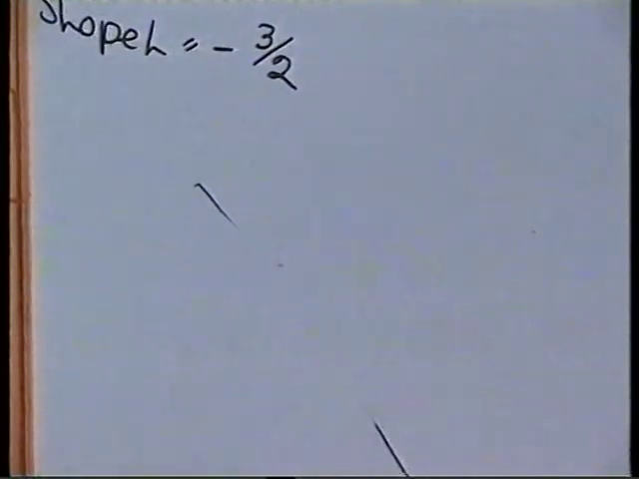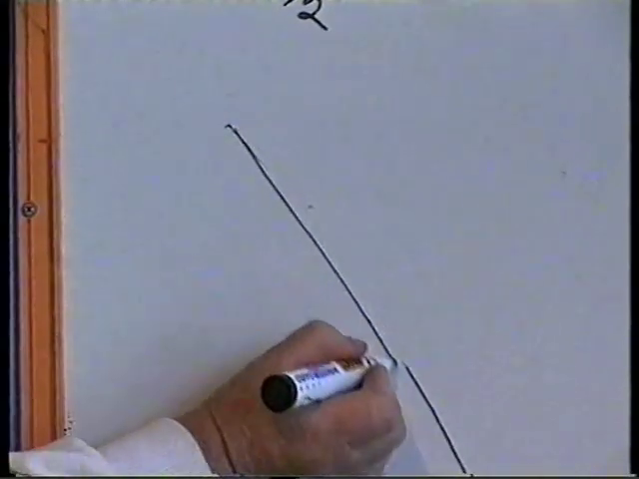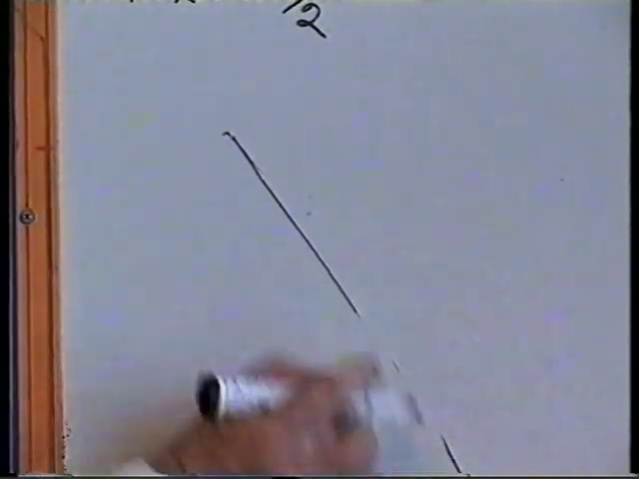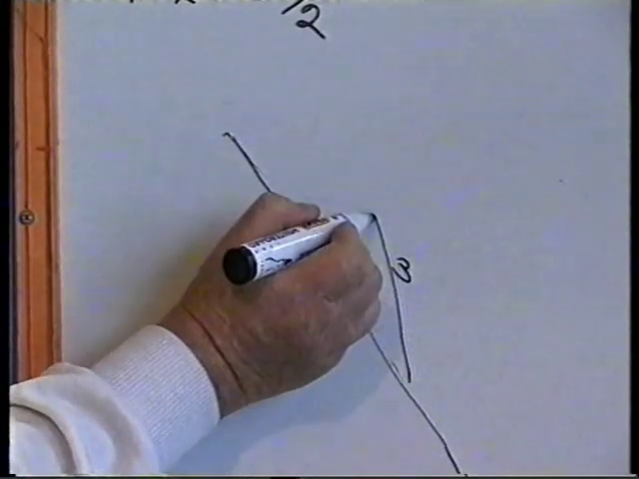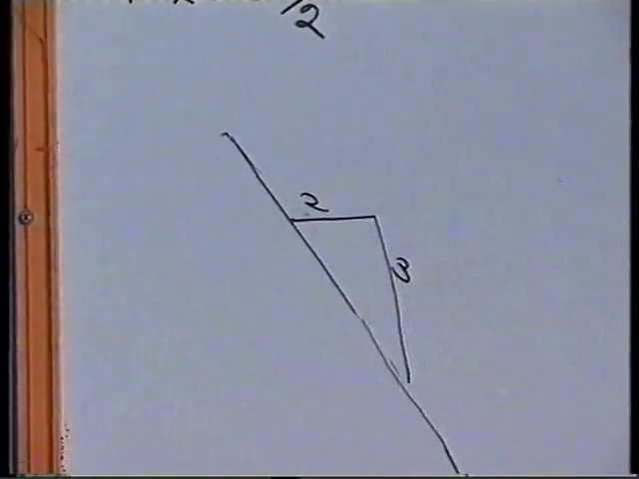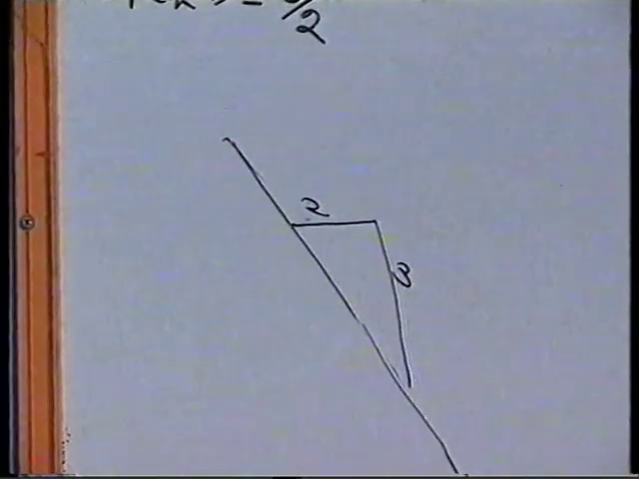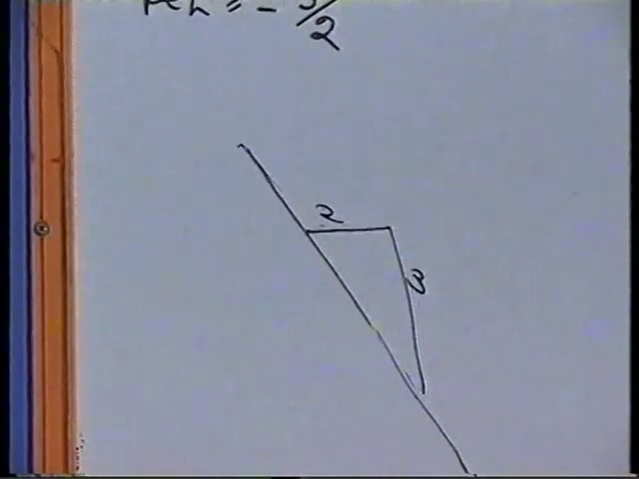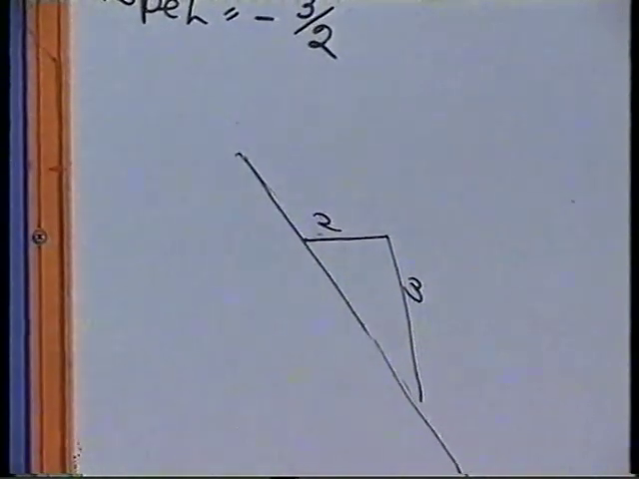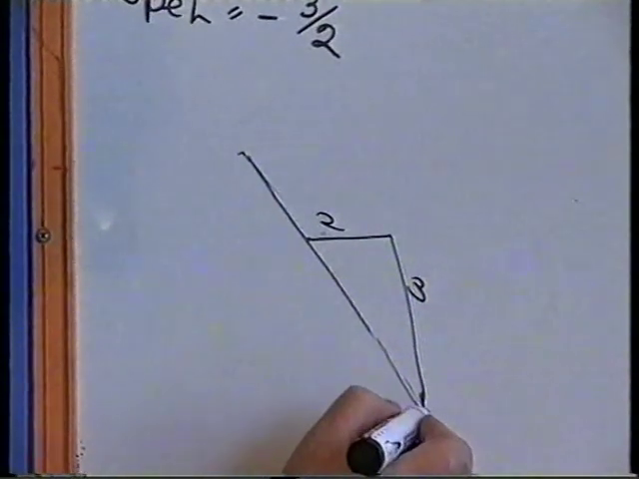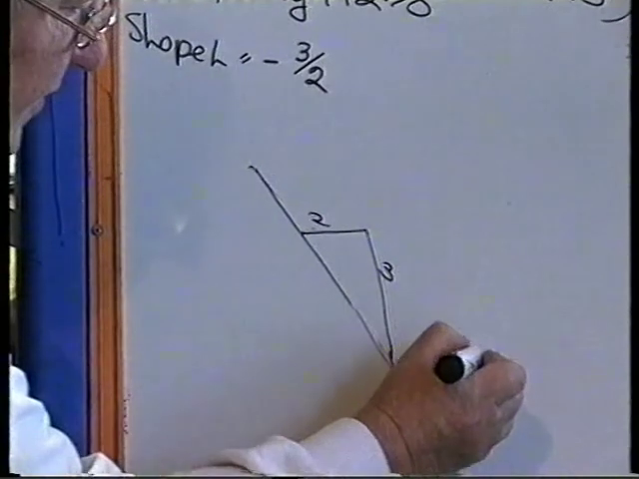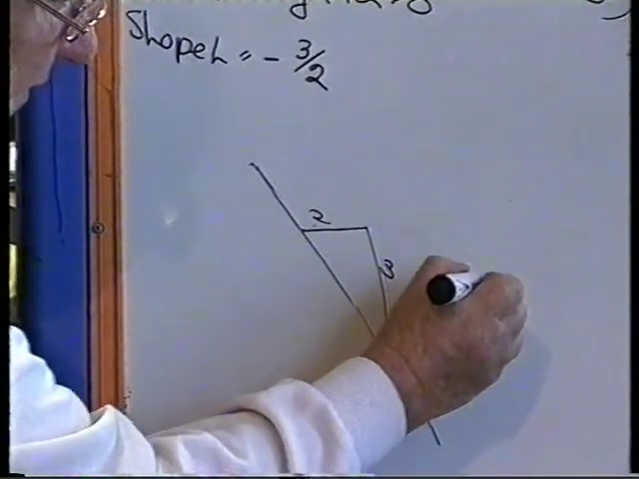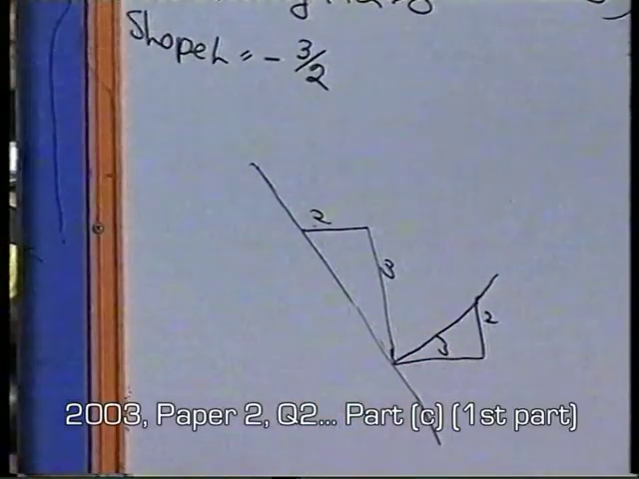Now the perpendicular, if this slope is going up 3 and back 2, the perpendicular will do the opposite. The perpendicular will always do the opposite. It will be uphill, and it will do the opposite. It will go across 3 and up 2. That's what the perpendicular will do. To be perpendicular, it will do the opposite.